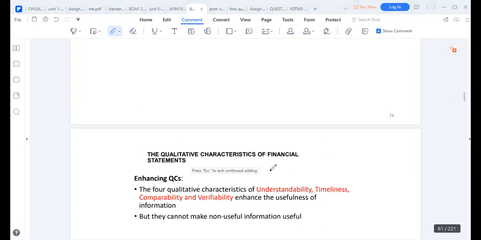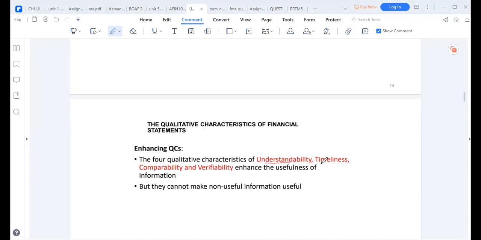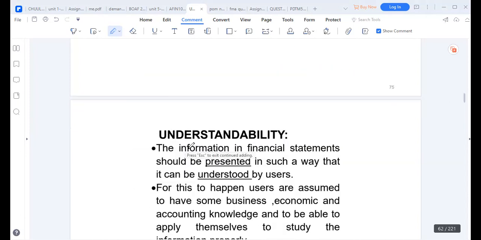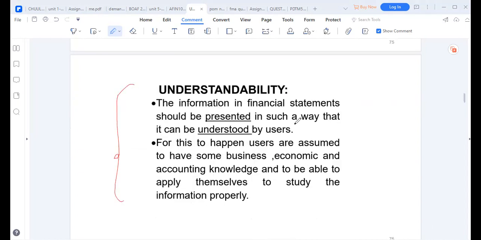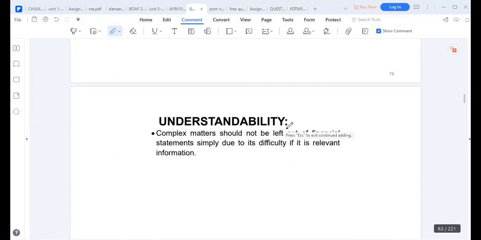Then we go to the enhancing characteristics. Information must be understandable. It must be timely. It must be comparable. It must be verifiable. What do these characteristics mean? In terms of understandability, it means that when you're presenting financial information, the basic user must be able to know, okay, we made a loss, we made a profit. It must give the basic user information that he will use to make decisions. It should be understandable in the context that it should not be left out of financial statements due to difficulty in interpreting it.